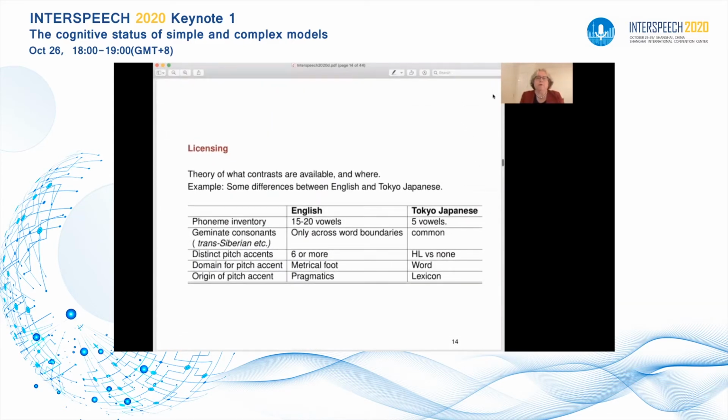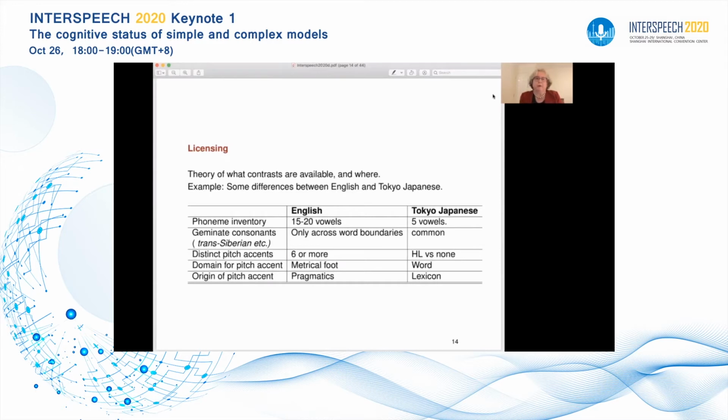Now, one part of this theory goes under the name of licensing, and that is the theory of what contrasts are available and where. And just for example, here are some differences between English and Tokyo Japanese. So in the phoneme inventory, Tokyo Japanese has 5 vowels, and in English, depending on the dialect, you have 15 to 20 vowels, which means that a vowel position licenses more contrastive features in English.